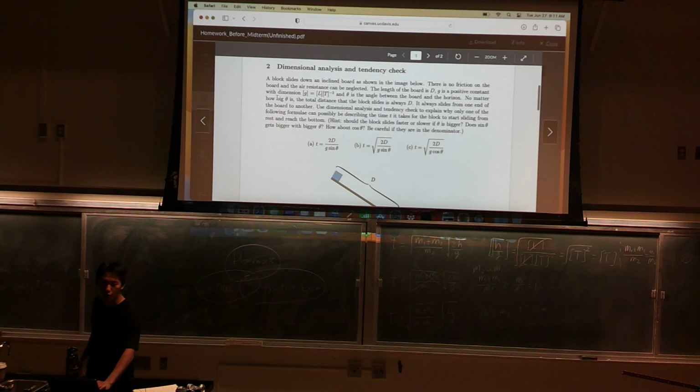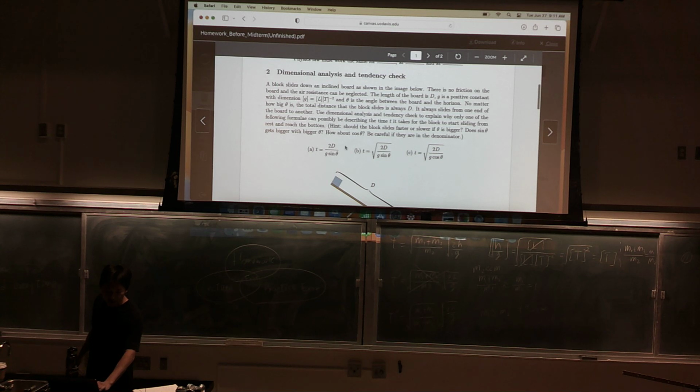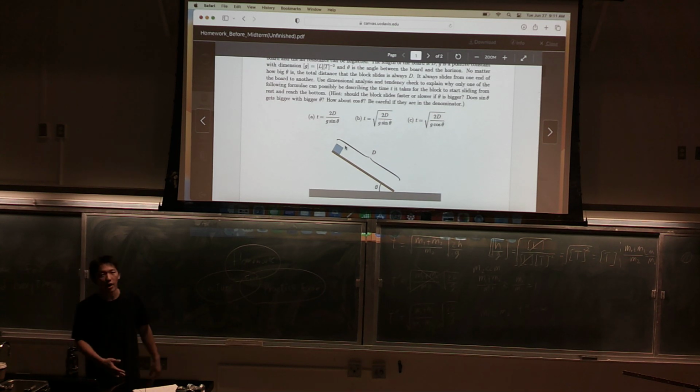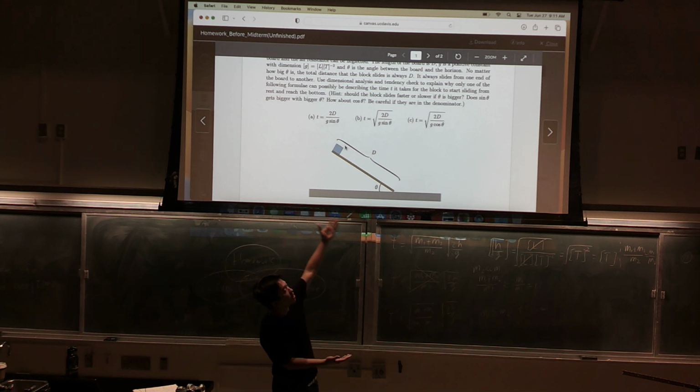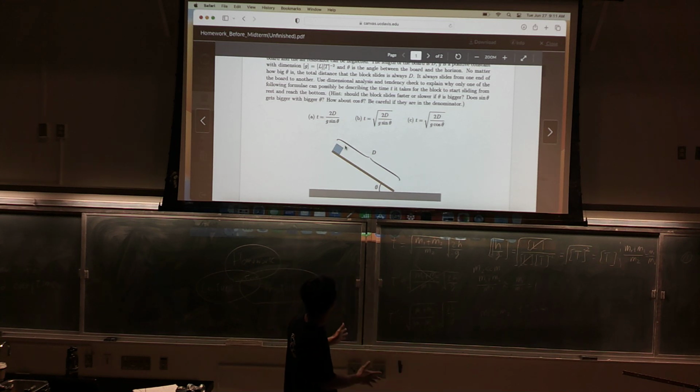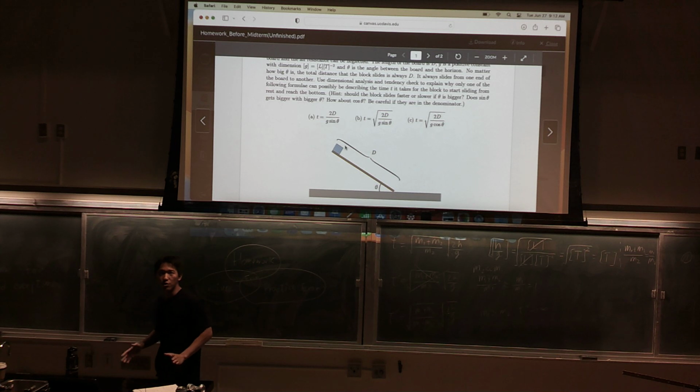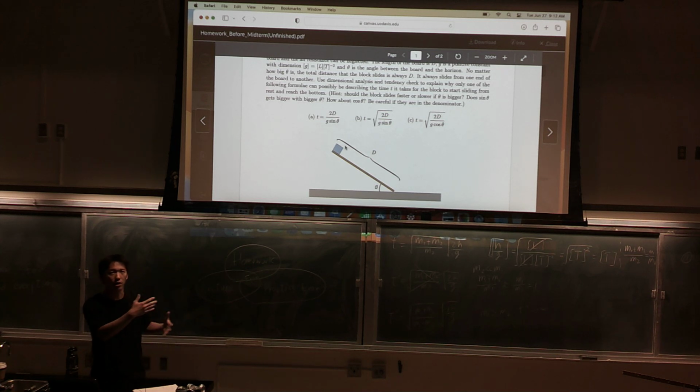So problem number 2 in your homework, you see this is so the type of question I will ask you is like a system. This is a graph sliding down a slope. I want to ask you how long does it take for the graph to slide down, and you can check a dimension of these options and see which one makes sense. And if there are multiple of them, you can further check the tendency and see which one makes sense. There's usually only one left. So that's how I'm going to question you on dimensional analysis and tendency check.